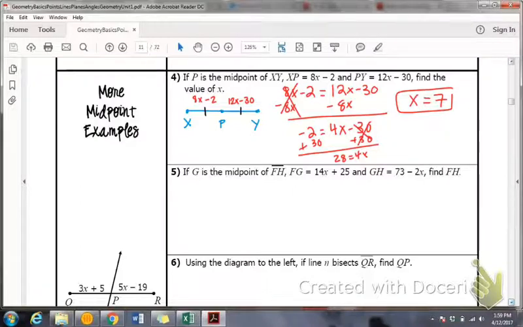Now, what if they had asked you, look, this is the last thing I'm going to say. What if they had asked you to find out how long like XP was? What would you do? Okay, Katie's saying, hey, if I know, look up here at my picture, guys. If I know that XP is 8x minus 2, and I know what x is, can't we just plug x in there? We can plug a 7 in and figure out how long XP is. We'll finish that part up tomorrow.